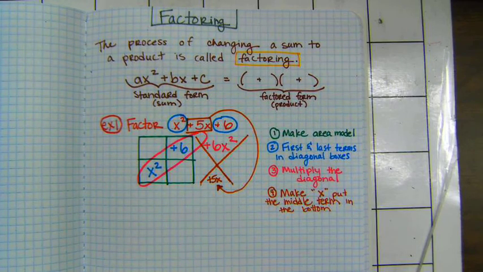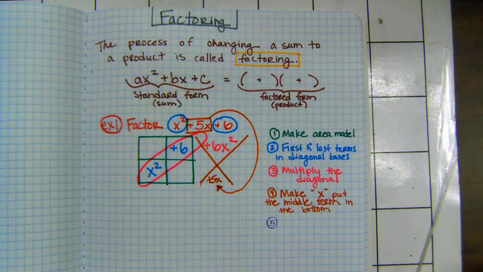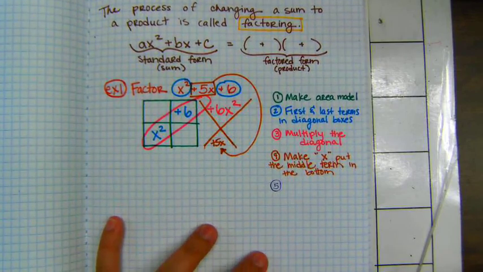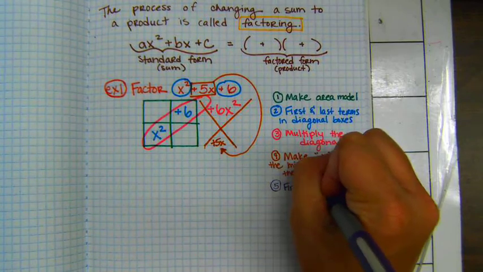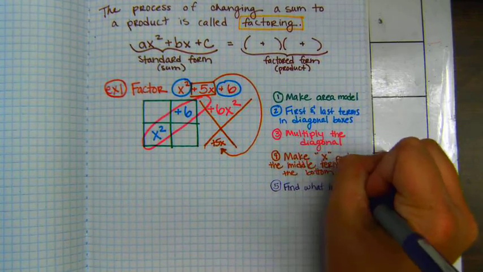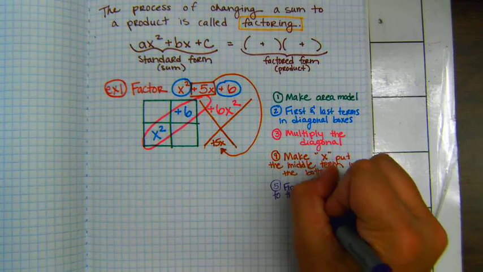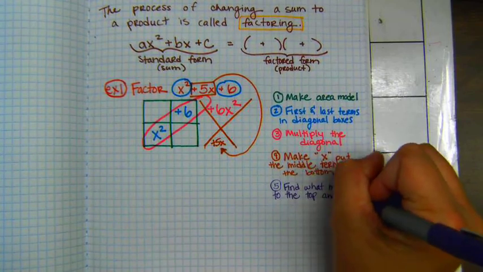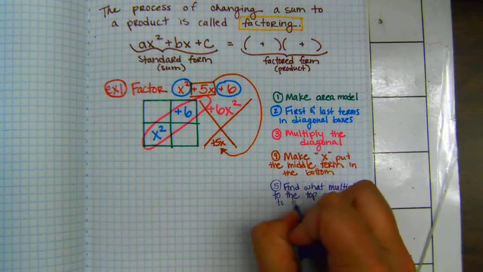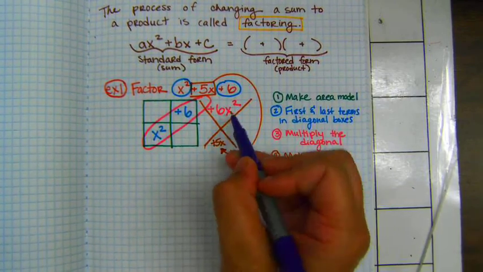Now, step 5 is the most important part. So, step 5. We need to find what multiplies to the top term, or top, just the top of the x, and adds to the bottom. Okay, so we're multiplying to this and adding to this. Then those two numbers are going to get put right here.